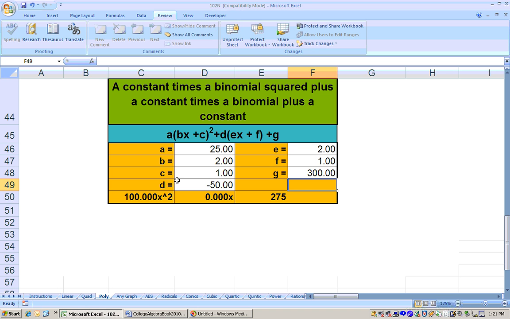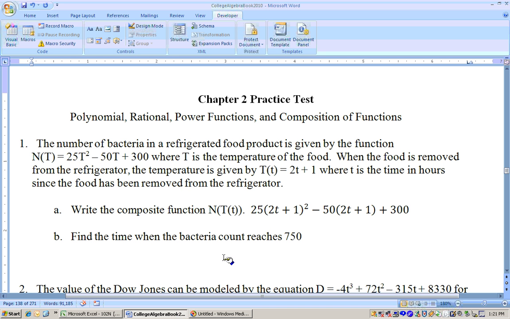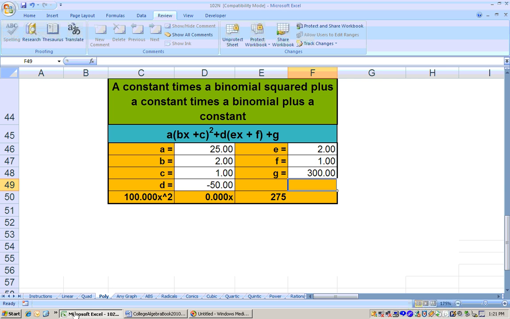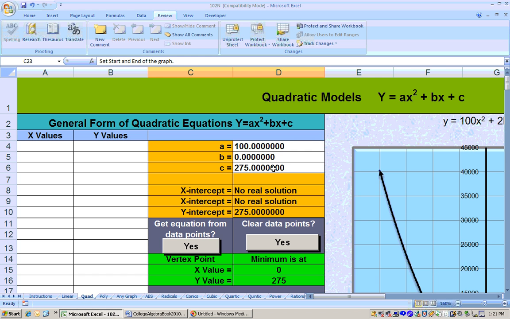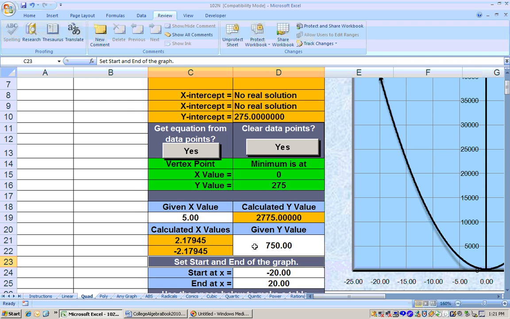You go to the poly sheet, and I'm on the poly sheet right now, scrolled all the way down to the bottom, and I've put in my coefficients here, and I end up with this quadratic equation right here. So my simplified version would be N of capital T of little t equals 100t squared plus 275. Okay, that's it simplified. Now it says find when the bacteria count reaches 750. So I would go to the quadratic sheet and put in my coefficients for my simplified polynomial, which is 100, a 0, and a 275, and then put the 750 in for y, and I get two answers. So these are the two times in which the bacteria count would reach 750.